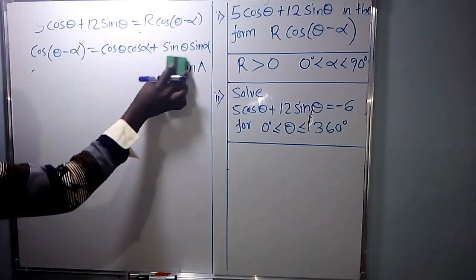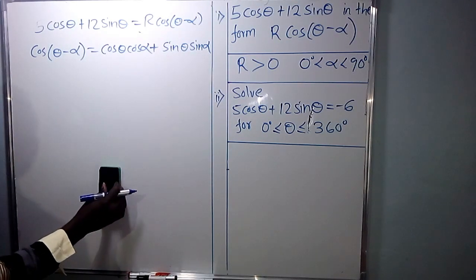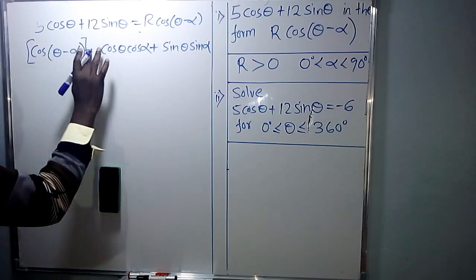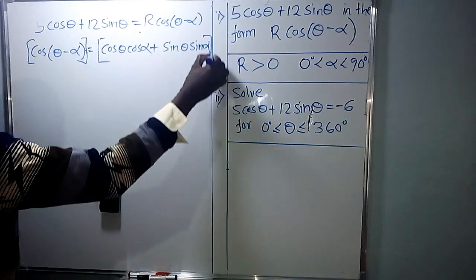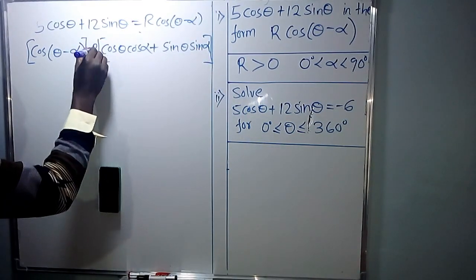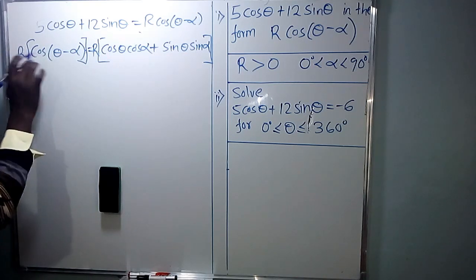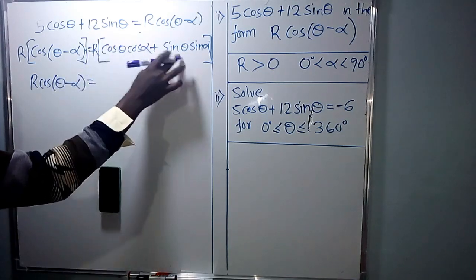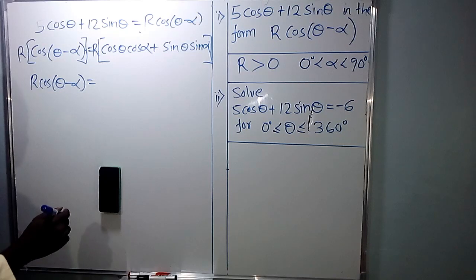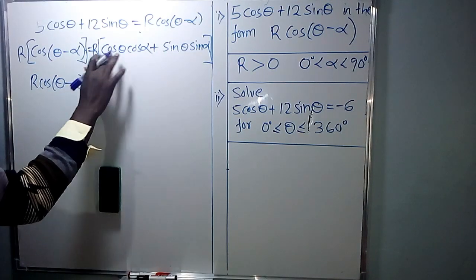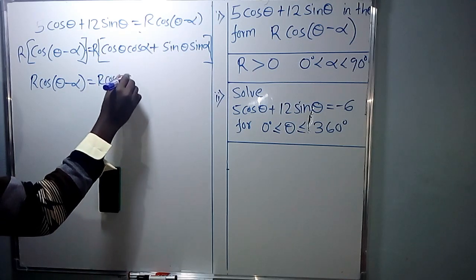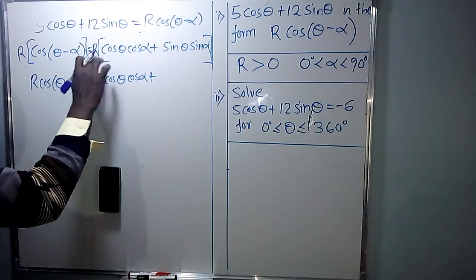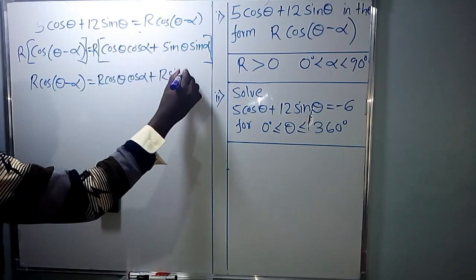Then we now want r cos(theta minus alpha), so we multiply both sides of this equation by r. So we are going to get r cos(theta minus alpha) equivalent to, remember, r outside is a common factor of everything inside, so r multiplies all the terms inside the bracket. So there we'll have r cos theta cos alpha, then plus r sin theta sin alpha, isn't it?